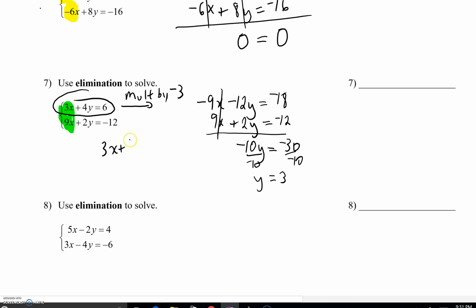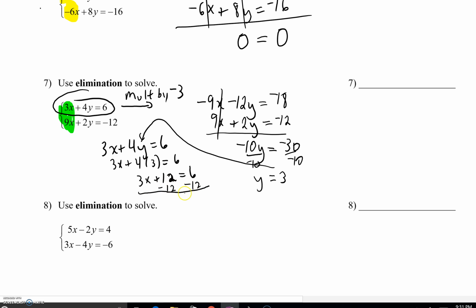Here is 3x plus 4y is equal to 6. And you can very well plug in your y value of 3. 4 times 3 will become a 12. So we have 3x plus 12 is equal to 6. I will subtract 12 from both sides to get 3x is equal to negative 6. Finally, when I divide by 3, I'll get x is equal to negative 2. It's very important to write your answer as an ordered pair, writing your x and y together.